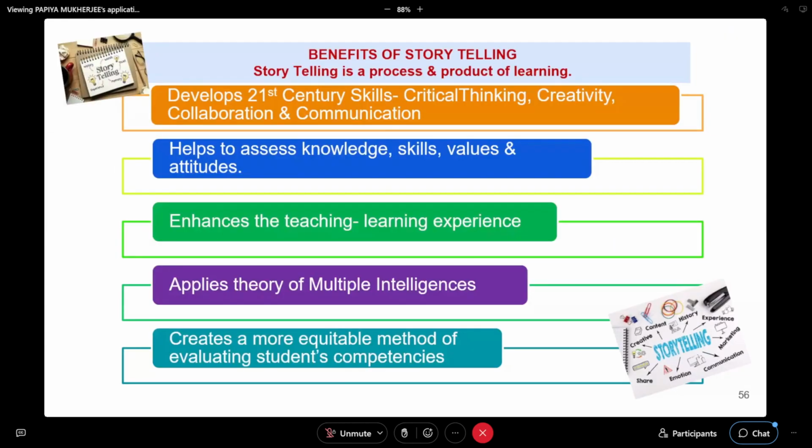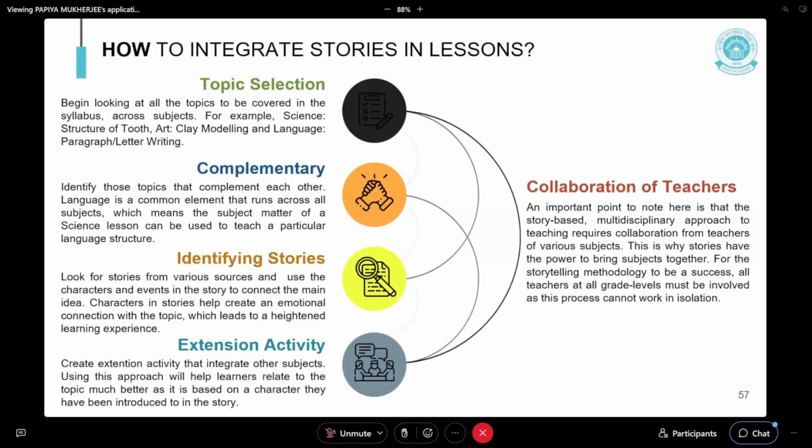The benefits of storytelling: it is a process and product of learning. It develops 21st century skills like critical thinking, creativity, collaboration, communication, helps to assess knowledge, skills, and values, enhances teaching learning, applies multiple intelligence theory, and creates a more equitable method of evaluating students' competences. How do we integrate stories in a lesson? The steps that we need.